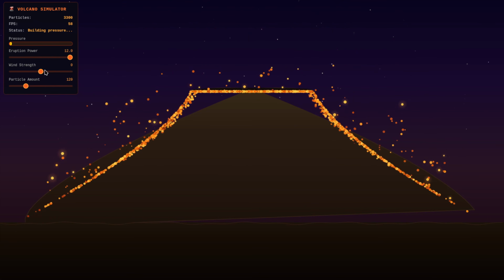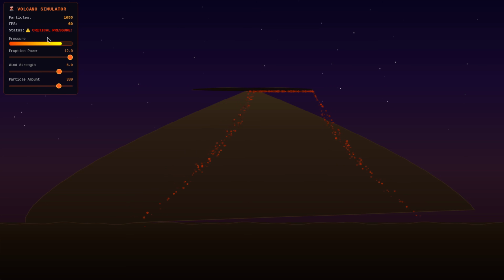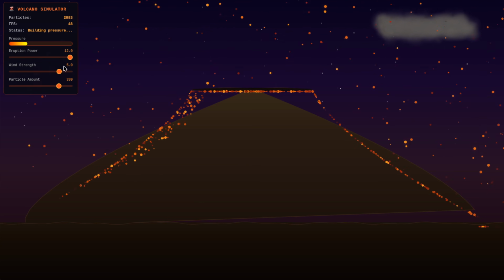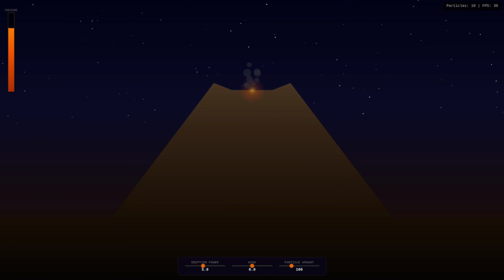And let's bump up some stuff here and see what happens. The frames per second counter does go down, so it does seem to be working. And yeah, the wind does seem to work as well. But yeah, not as clean, I would say.